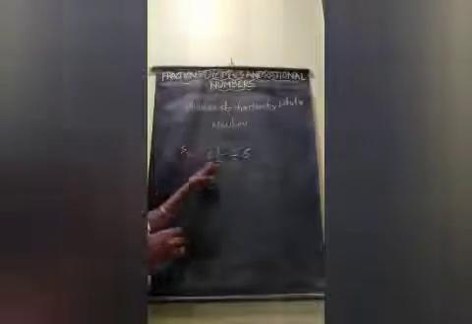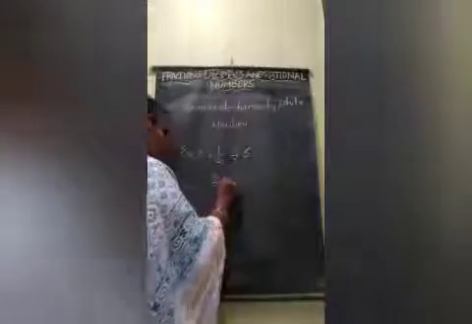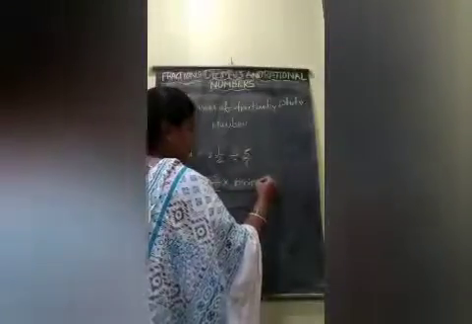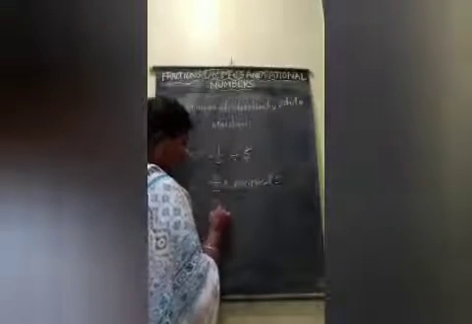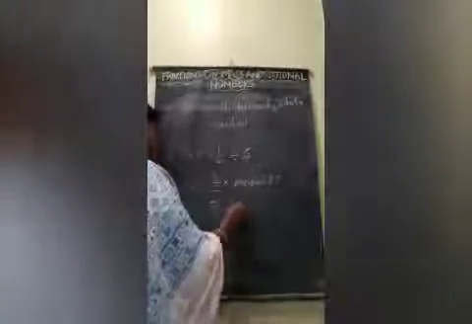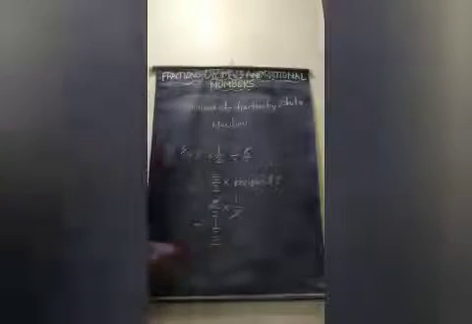First you convert the mixed fraction into an improper fraction. 2 2s are 4, 4 plus 1 is 5, so 5 by 2 multiplied with the reciprocal of 5. That is equal to 5 by 2 multiplied with 1 by 5. You can cancel 5 and 5. You get 1 by 2. Okay, this is the answer.